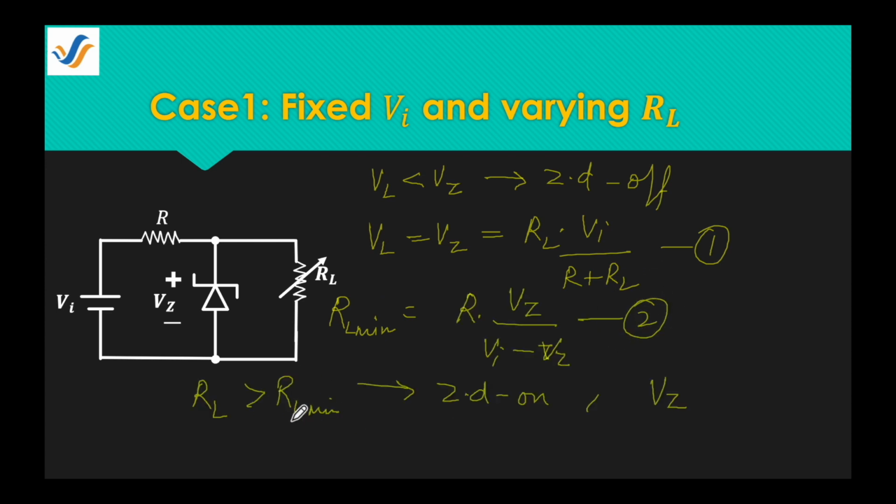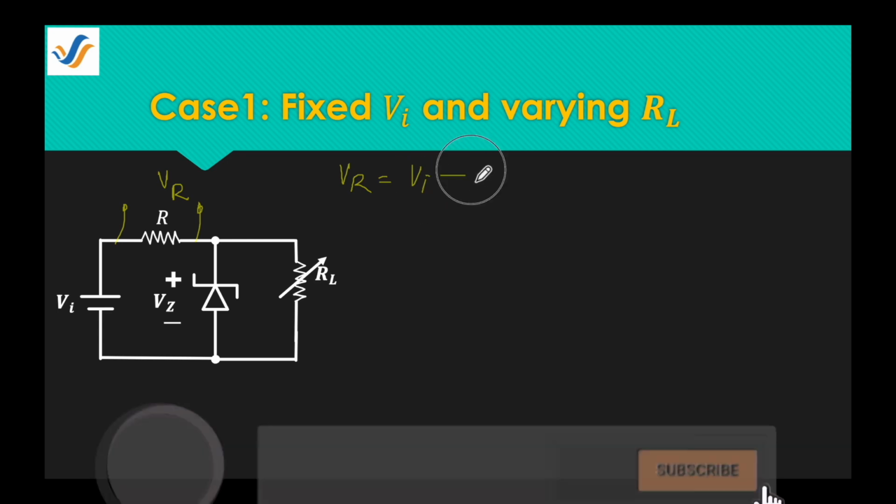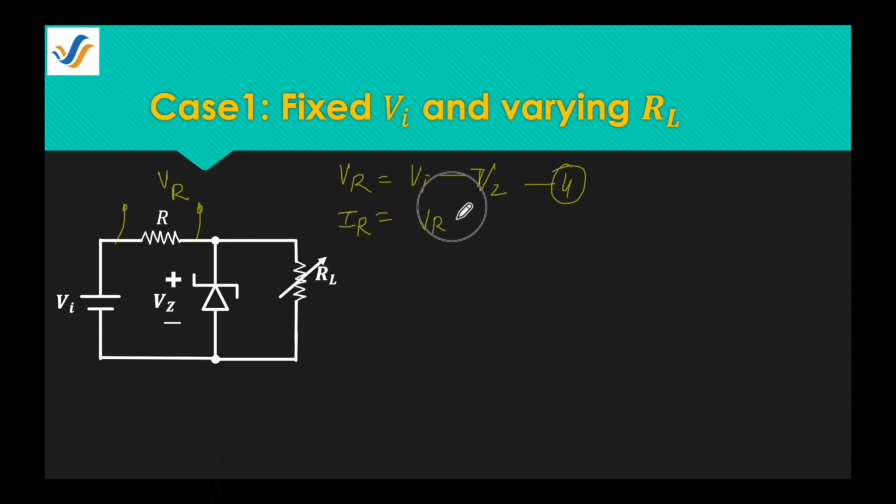Now this RL minimum results in a maximum load current. So what will it be? VL upon RL minimum, or we can write VZ upon RL minimum. This is our equation 3. Once the diode is on, the voltage across the resistance, that is VR, remains fixed because VR is equal to VI minus VZ, which is equation 4. From this we can find the current passing through this resistance, which is VR upon R.